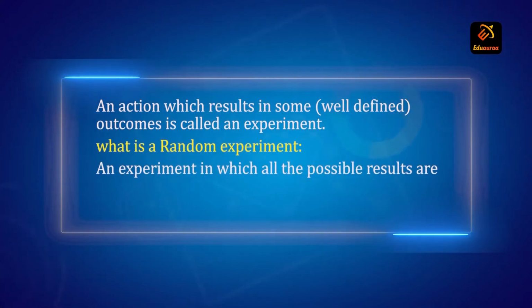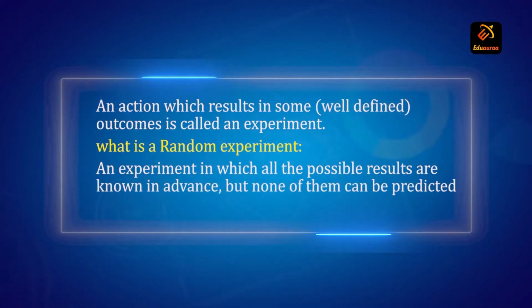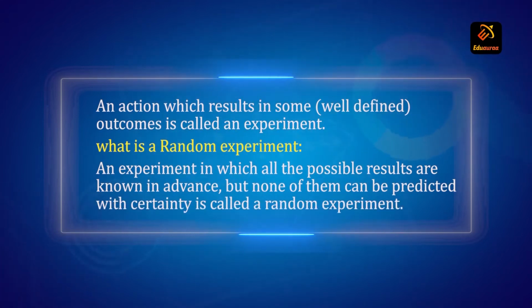An experiment in which all the possible results are known in advance, but none of them can be predicted with certainty is called a random experiment. For example, the two results of tossing of a coin, either head or a tail, are already known. No definite result can be forecasted. Therefore, toss of a coin is a random experiment.